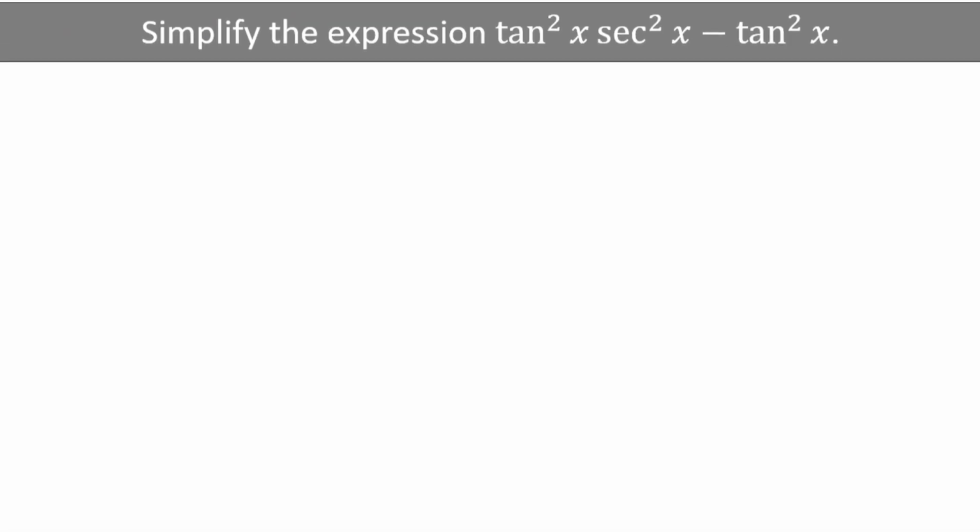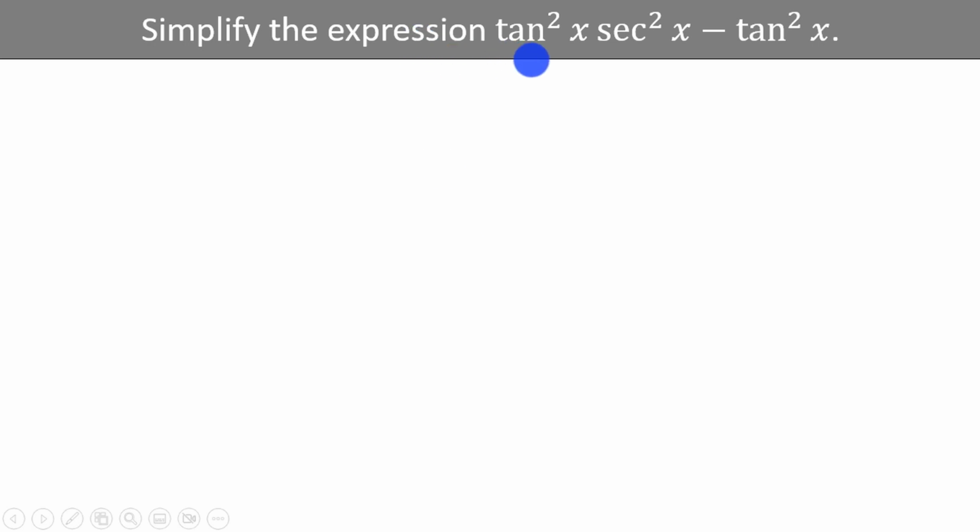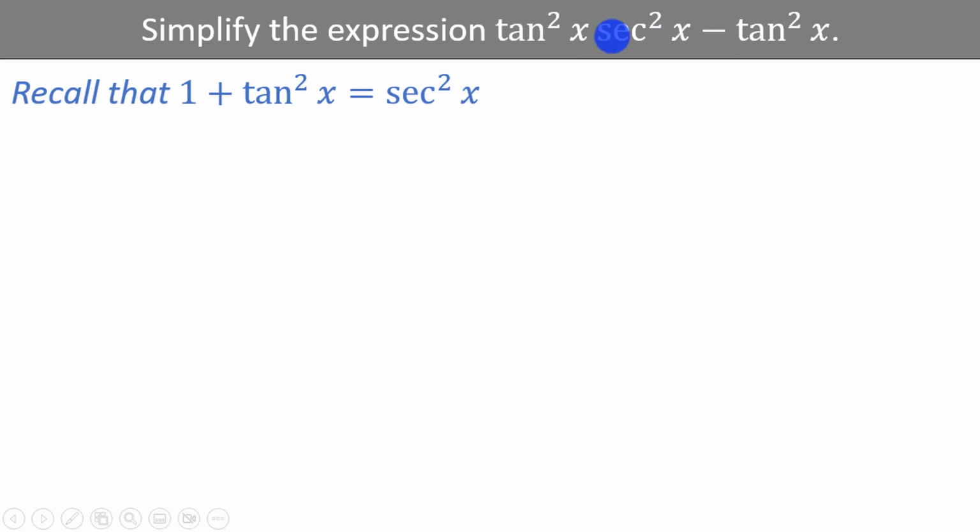Let's try this one. We are asked to simplify the expression tangent squared times secant squared minus tangent squared. The Pythagorean identities relate to squared trig functions, so we could apply a Pythagorean identity either to this tangent squared, this secant squared, or this negative tangent squared. So which one should we do? Well, remember that 1 plus tangent squared is equal to secant squared. Perhaps we would want to convert the secant squared into tangent squared, since we already have two tangent squareds. It will be more likely the case that we can simplify our problem.